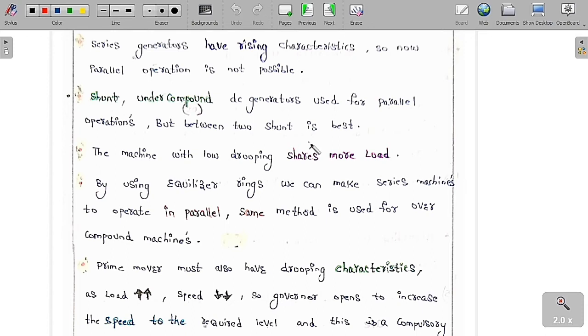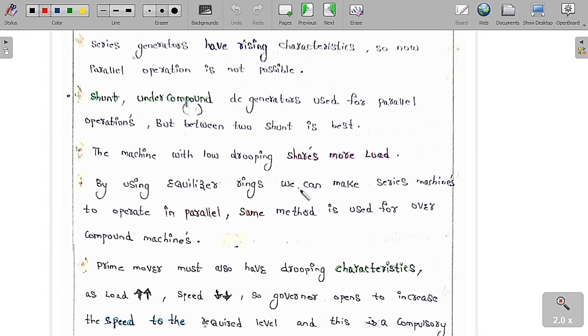If we compare the DC shunt generator and the DC under compound generator, both have voltage drooping characteristics. I have already shown the graphs for terminal voltage and terminal load current. They basically have the voltage drooping characteristics, but between them the DC shunt generator is the very best one. This is a very important point. So both are used, but out of them the DC shunt generator is the best one.